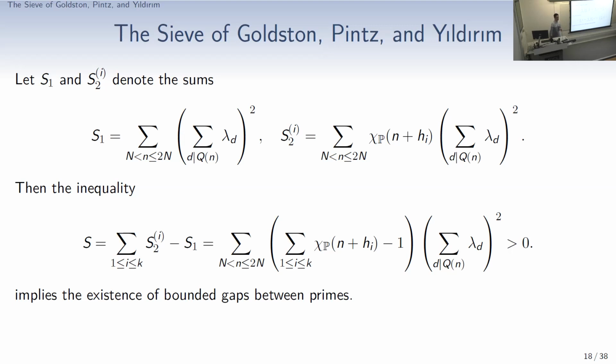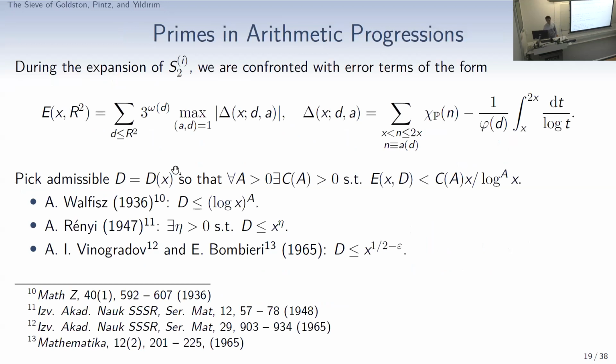And for the treatment of S1, the error terms are easy to control, but in the treatment of S2, we need to consider the distribution of prime numbers in arithmetic progression, because the error terms are in this form. The omega function is the number of distinct prime divisors function that appears in the Selberg sieve. And this error term is pretty similar to that form. And the right-hand side, this 1 over log t quantity, comes from the prime number theorem in arithmetic progression.